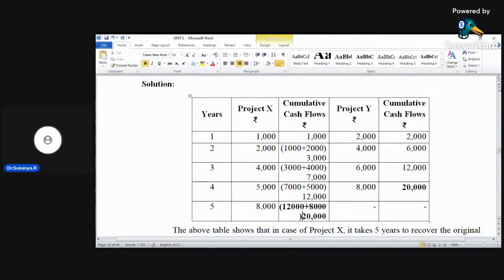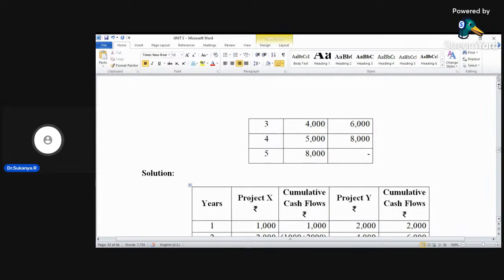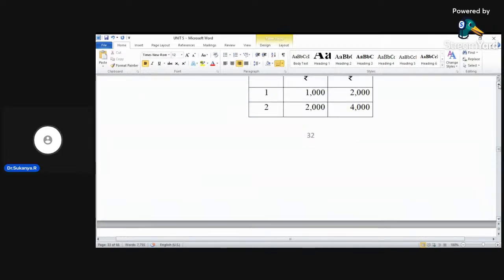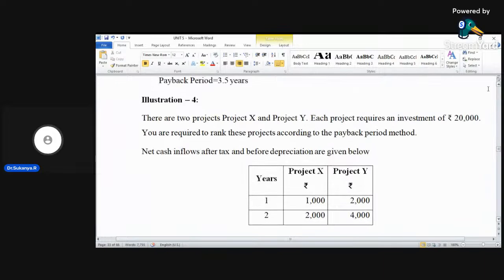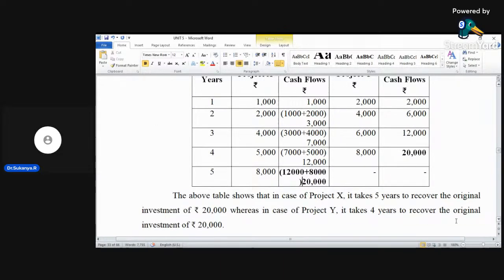So dear students, you have to again have a look at the original investment. The original investment is nothing but 20,000 rupees. So what you can find out is that project X is able to recover the amount of 20,000 rupees at the end of the fifth year. So it goes without saying that the payback period of project X is 5 years. Why? Because at the end of the fifth year, it is able to generate the complete cash inflow of 20,000 rupees.